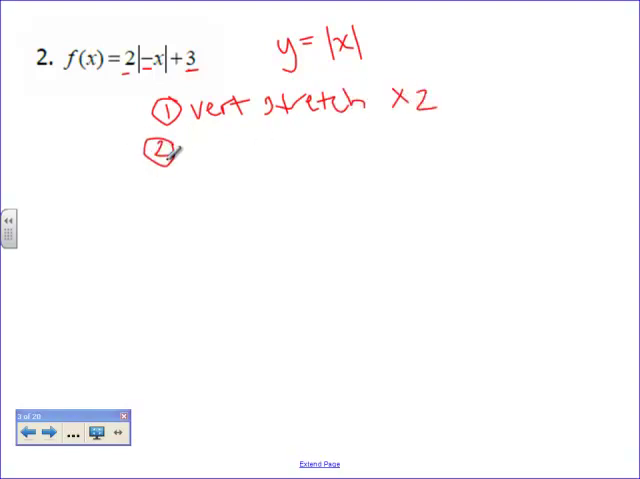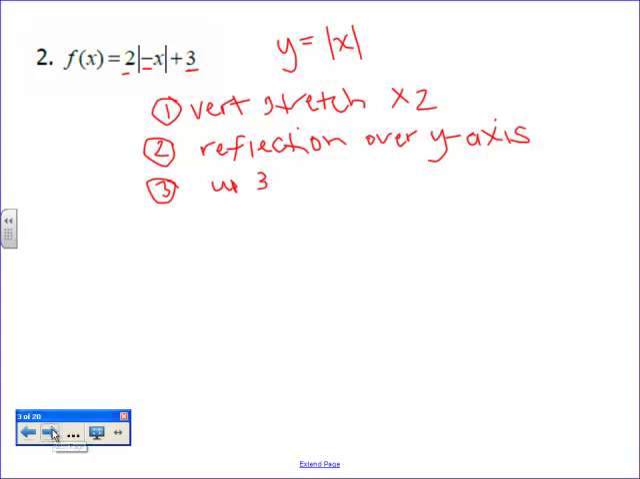The negative inside is going to be a reflection. You do have to remember your reflections in the parentheses correspond to reflections over the y-axis. And it's because it's backwards. In the parentheses, with the x, it's backwards. It's not going to affect the x, it's going to affect the y-axis. And the very last thing, the plus 3 at the end, is going to move the function up 3.